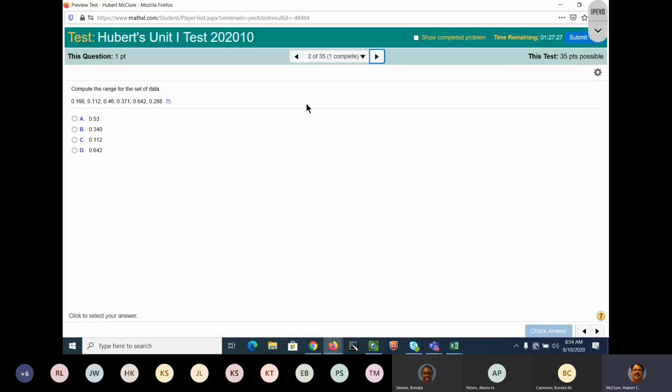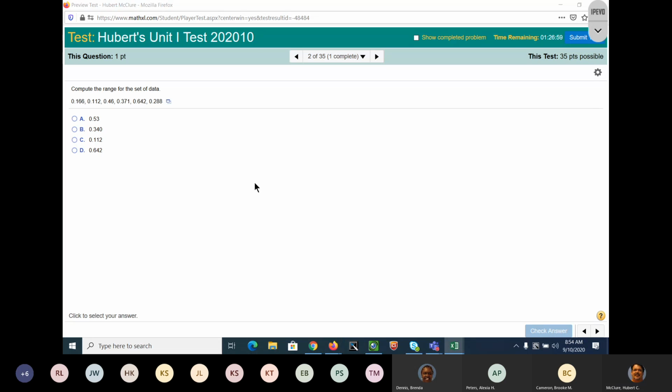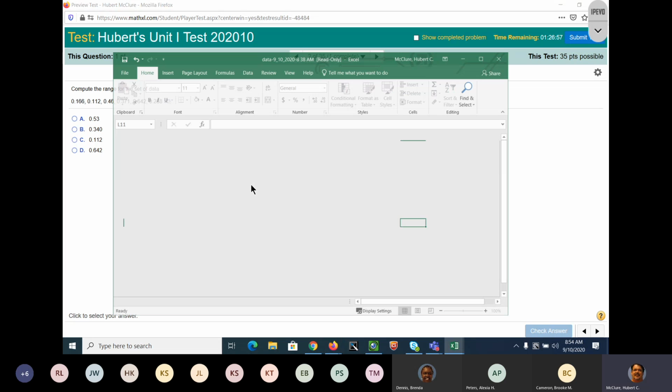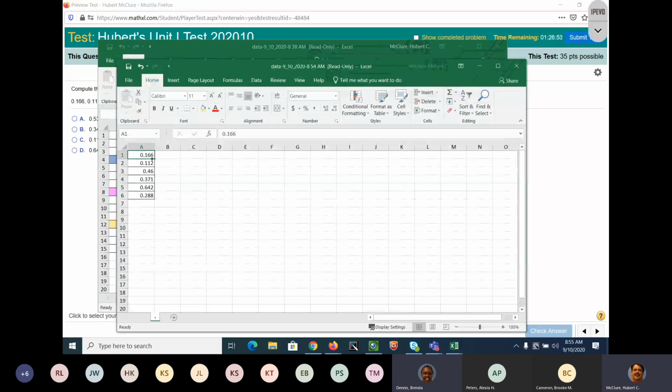Next, compute the range. You can open in Excel, see there? I give you those options. So you can open in Excel, and you can do whatever you need to do. Now, I think y'all can complete the range pretty simple, but we're going to do it right quick. Make sure you put it in order. That's the trick. You've got to put it in order.